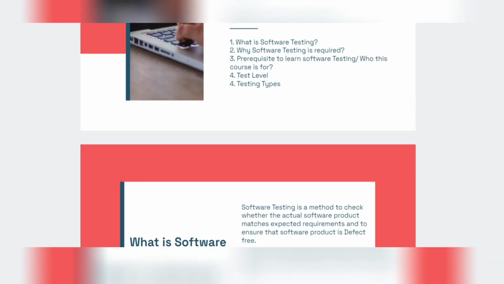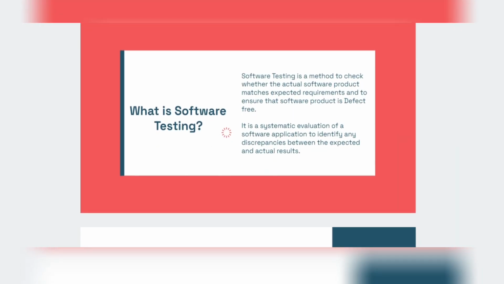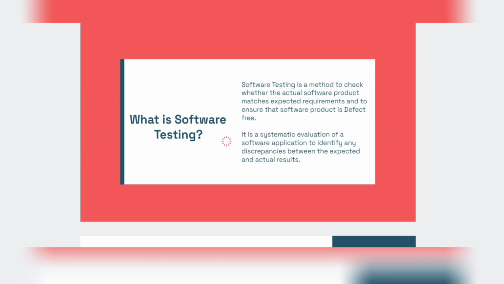So let's discuss what exactly software testing is. If we look at the definition, software testing is a method to check whether the actual software product matches the expected requirement and to ensure that the software product is defect free. Okay, so let's take a practical example.